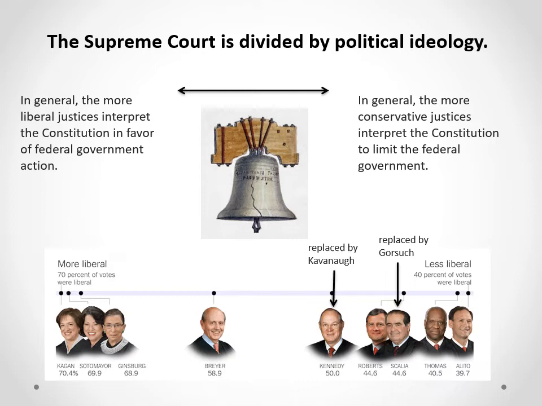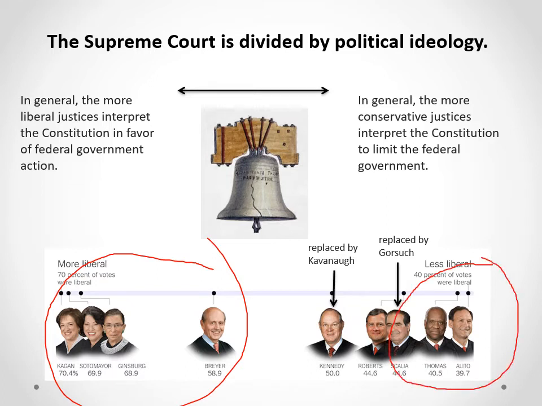So if you look, you'll see we have this little pictogram created by the New York Times. You have these four justices, Kagan, Sotomayor, Ginsburg, and Breyer, who are more liberal, more in favor of expanding government action. And then you have the less liberal justices. This would include Justice Thomas, Justice Alito, and former Justice Scalia, replaced by Neil Gorsuch.